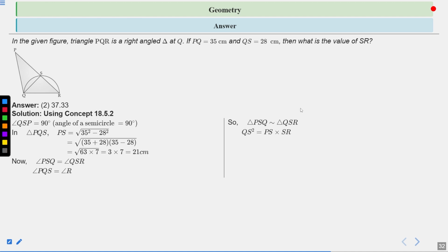So we can say that QS square equals PS into SR. So 28 into 28 becomes 21 into SR. So the SR value will become 28 into 28 upon 21. When we simplify it, we get 37.33 centimeter. So the second is the correct answer of this question. Next one.